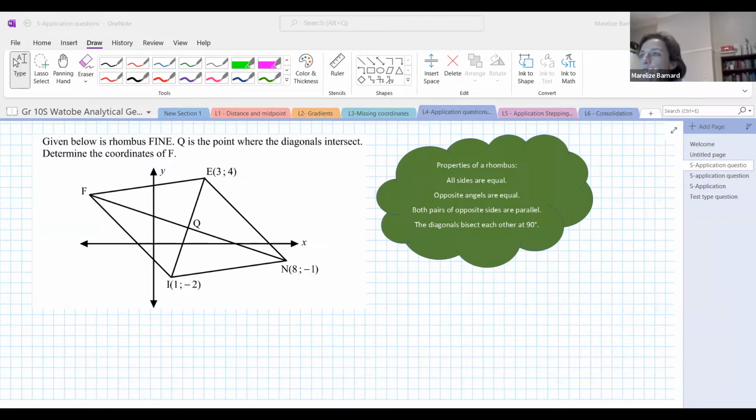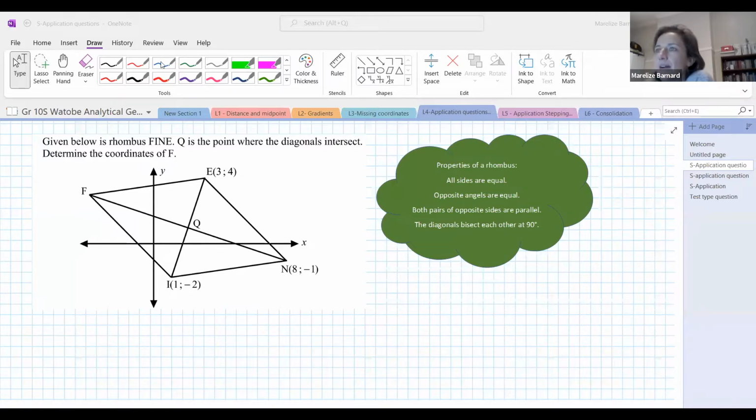So Q is the point where the diagonals intersect. And we need the coordinates of F. What do you think? Hi, ma'am. Hi. Let me give it a try.